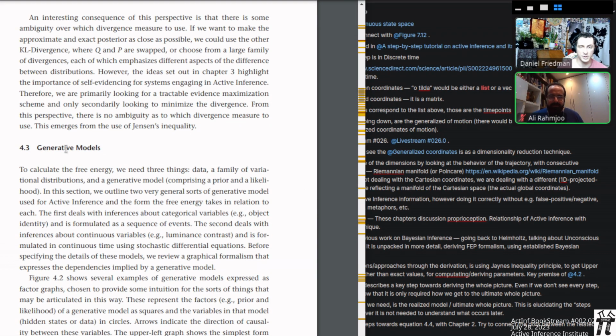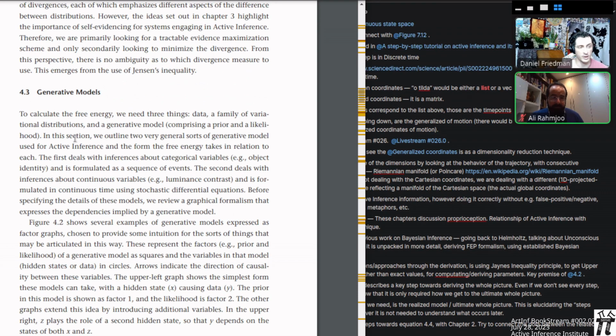Section 4.3, generative models. All right, I'll read the first sentence, then you can give some thoughts. To calculate the free energy, we need three things: data, a family of variational distributions, and a generative model comprising a prior and a likelihood. In this section, we outline two very general sorts of generative model used for active inference and the form the free energy takes in relation to each.